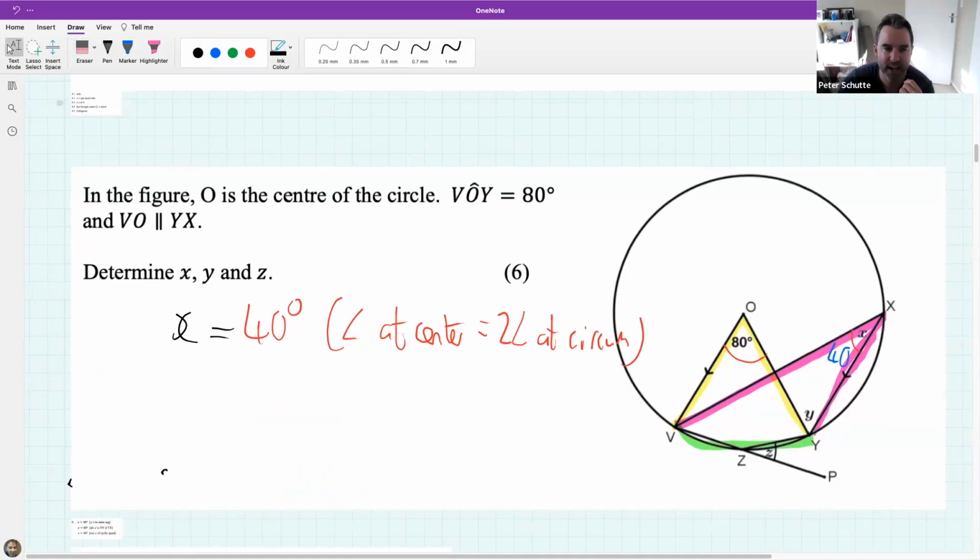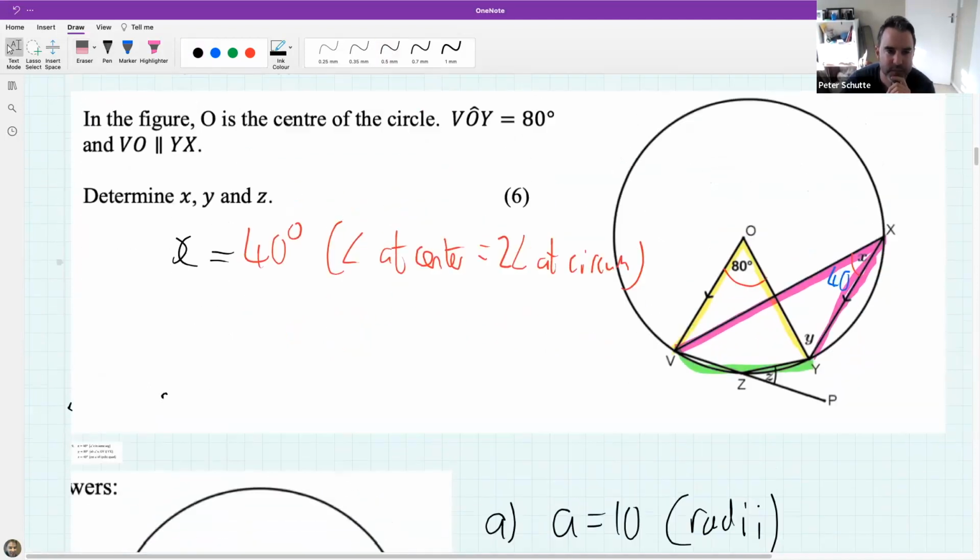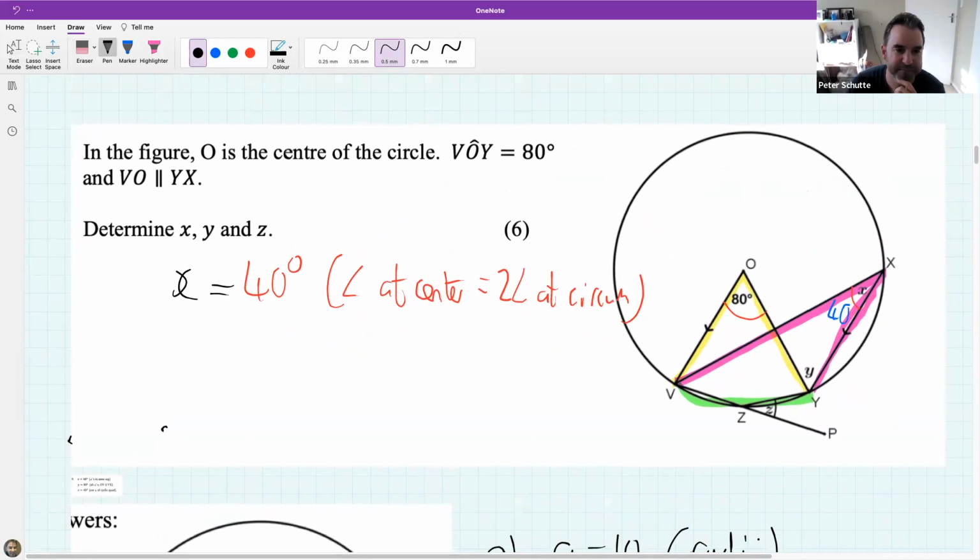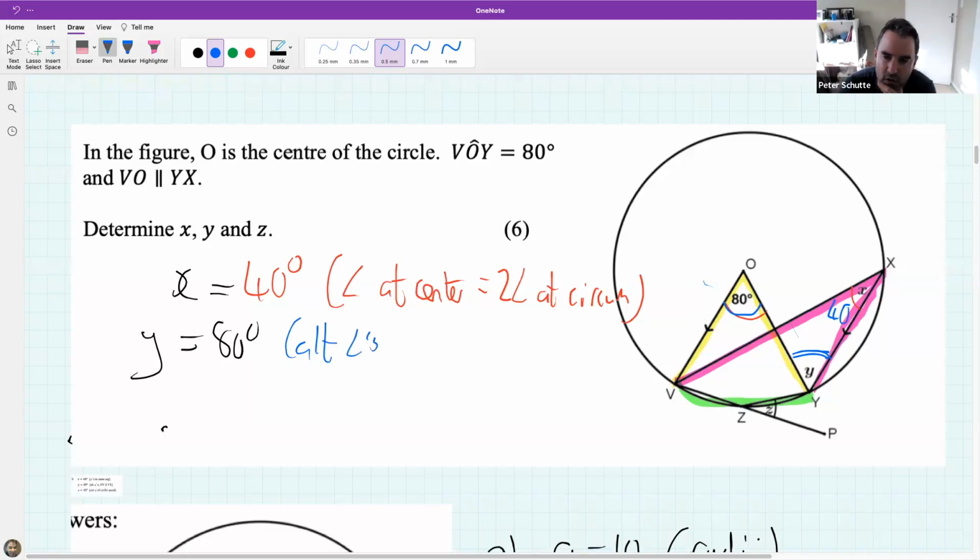What is Y going to be? We already had this a little bit earlier in the chat stream, but what do we think Y is going to be? 80 degrees. Perfect. What's your reason going to be? Isn't it alternating angles? Yeah, absolutely perfect. So Y is 80, and we can see that relationship between that and that, there's the line. So we go alternate angles, and we have OV parallel to XY. Perfect. Thanks.